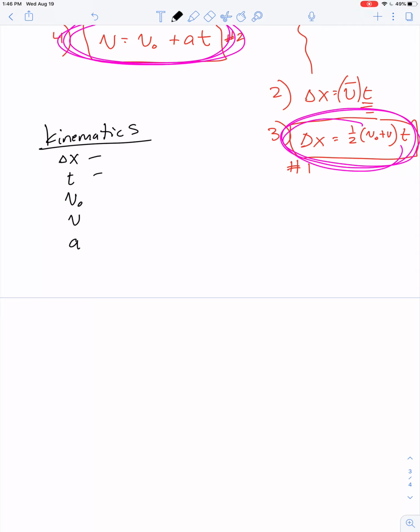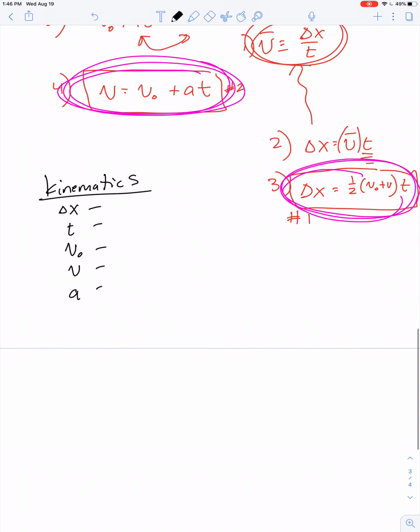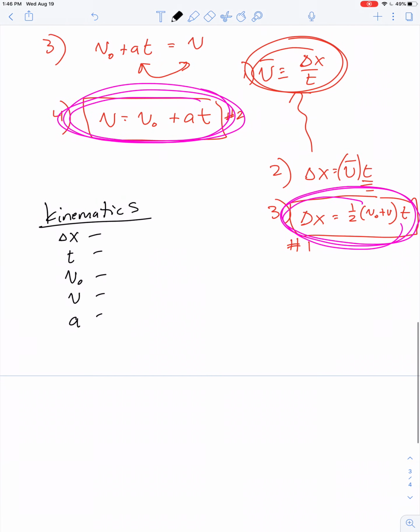So there are 1, 2, 3, 4, 5 quantities. Now, out of those 5, 4 of them appear in equation number 1. We have delta x, we have t, we have initial velocity, and we have final velocity, but acceleration is missing in that equation.